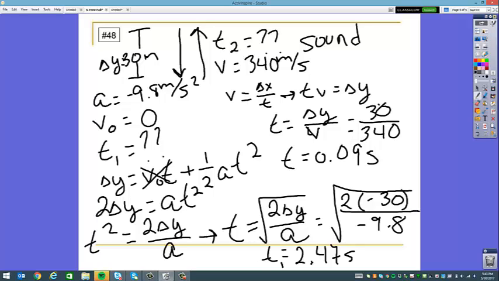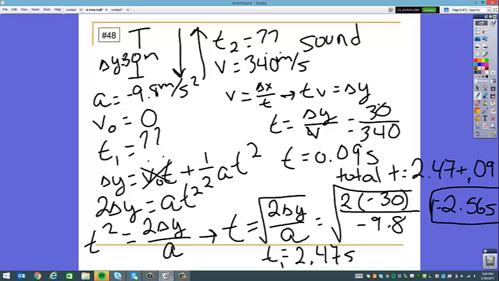So my total time would be 2.47 plus 0.09, which gives me 2.56 seconds, which is my final answer.